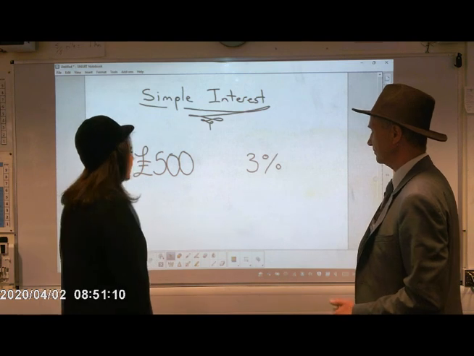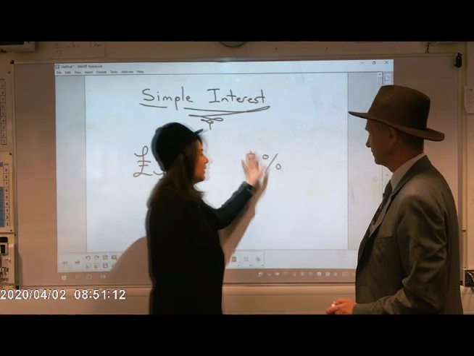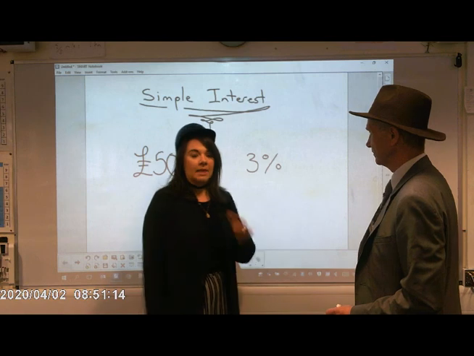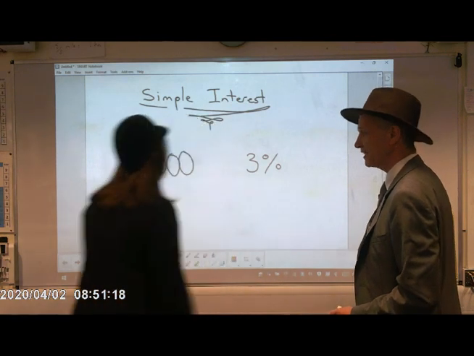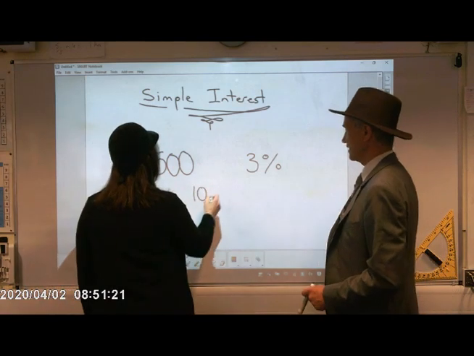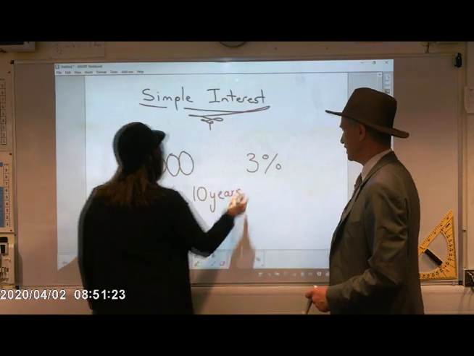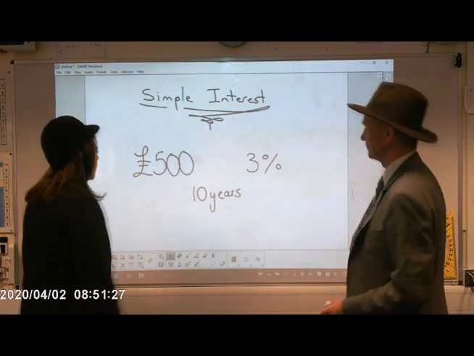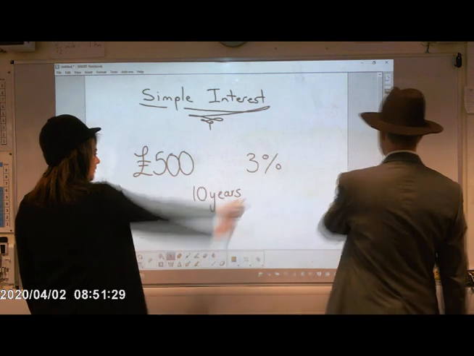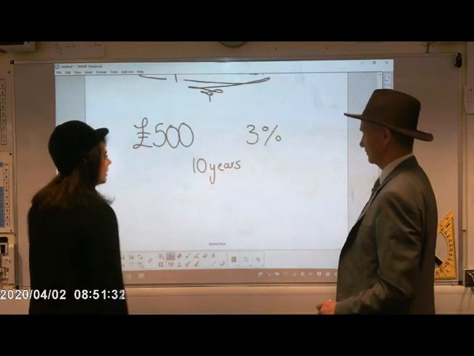So simple interest is where you simply work out the 3% and you add on that amount of money for however many years your money is in the bank for. So should we say 10 years? Yeah. So let's say we're going to have it for 10 years. These three numbers are the important numbers that we're now going to use. So first of all, let's find 3% of 500.